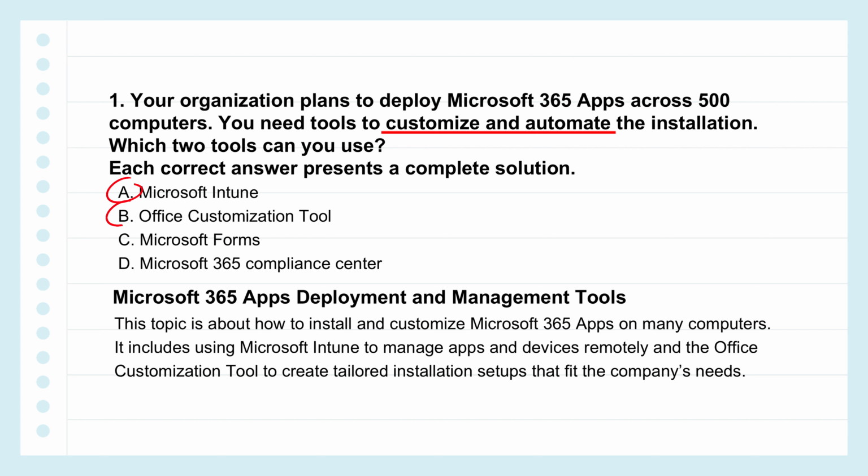And the Office customization tool, that's how you build the specific install package you need. You can tweak settings beforehand, decide exactly which apps get installed, manage update channels, tailor it completely to what the organization needs. Okay, so it's that combination. Intune pushes it out and manages, and the customization tool builds what gets pushed out.